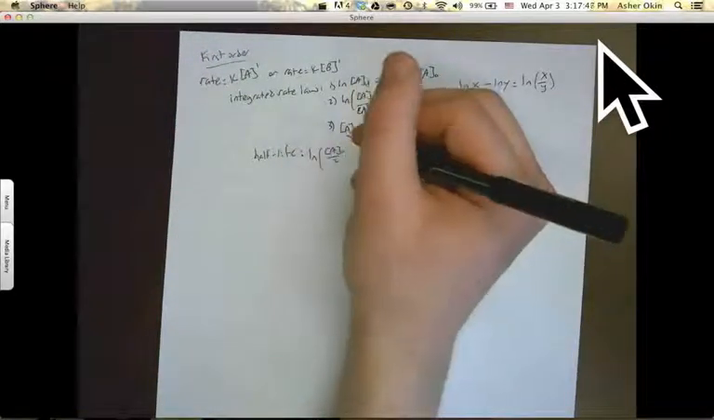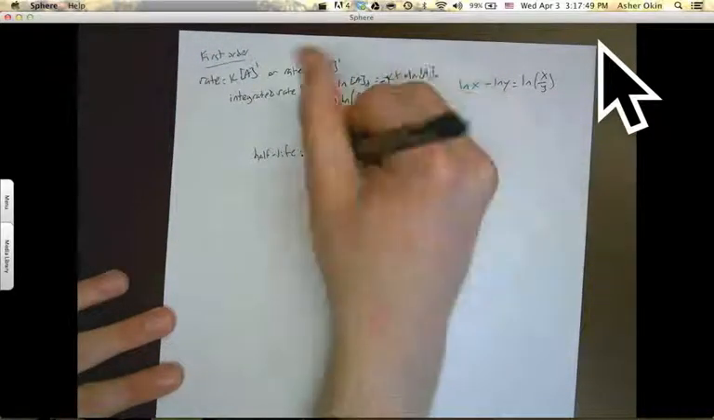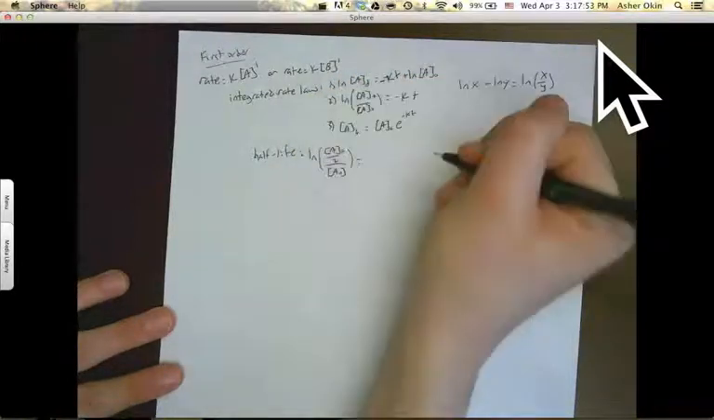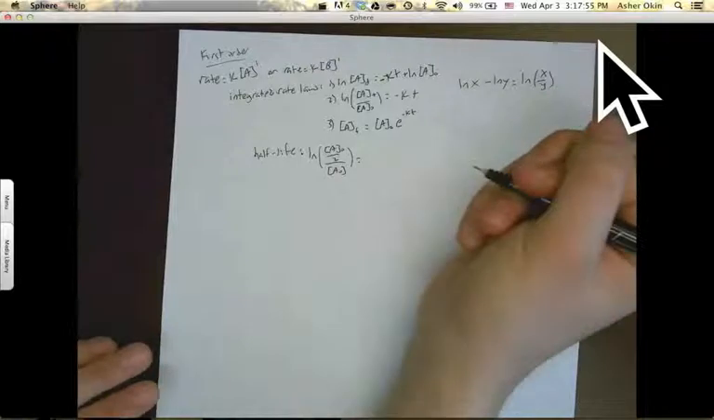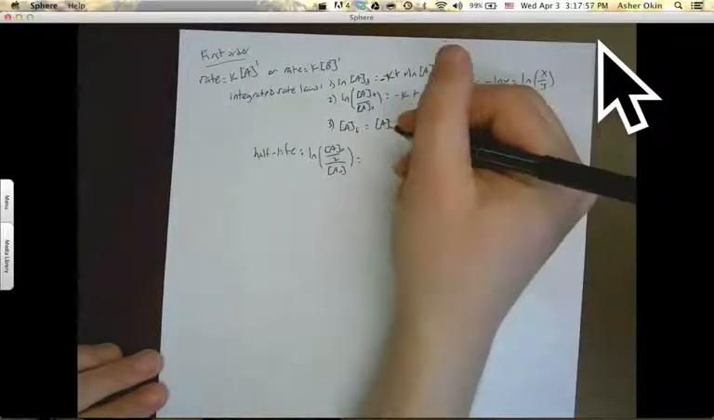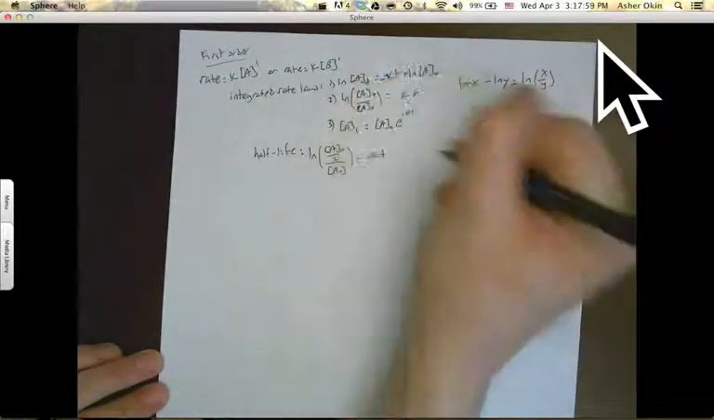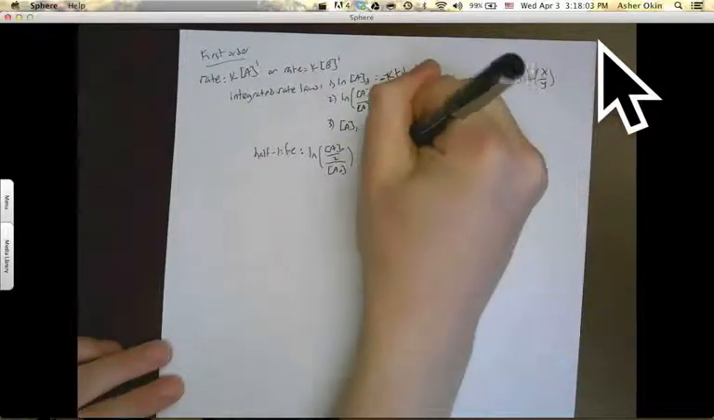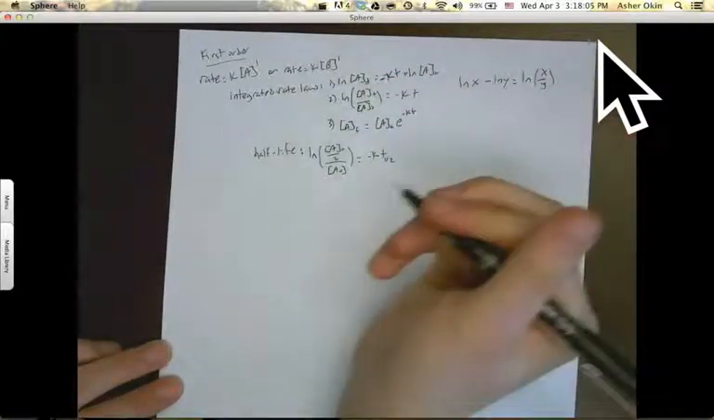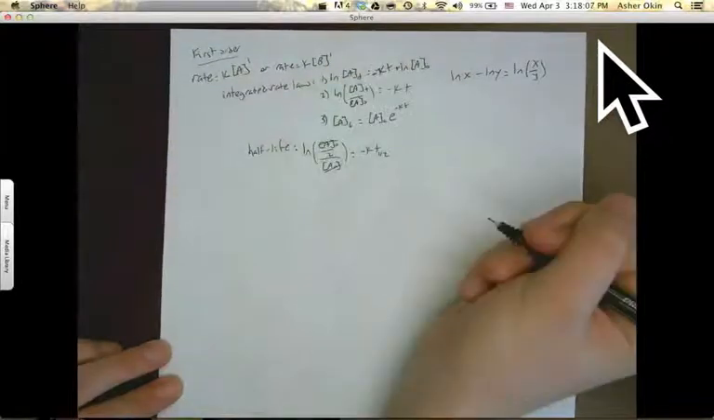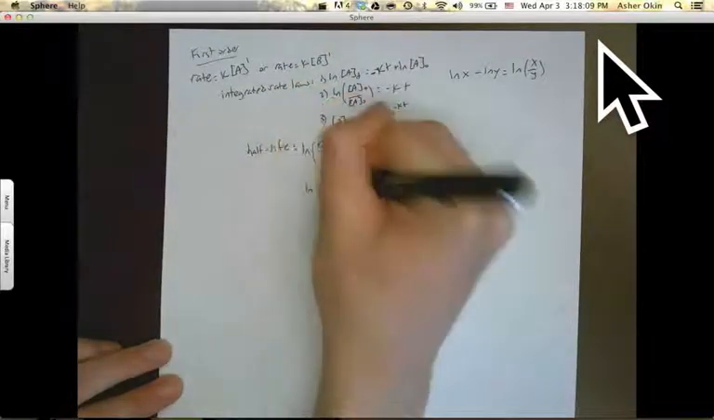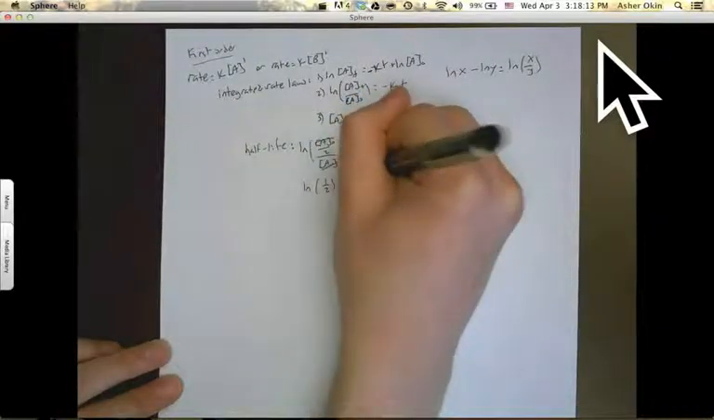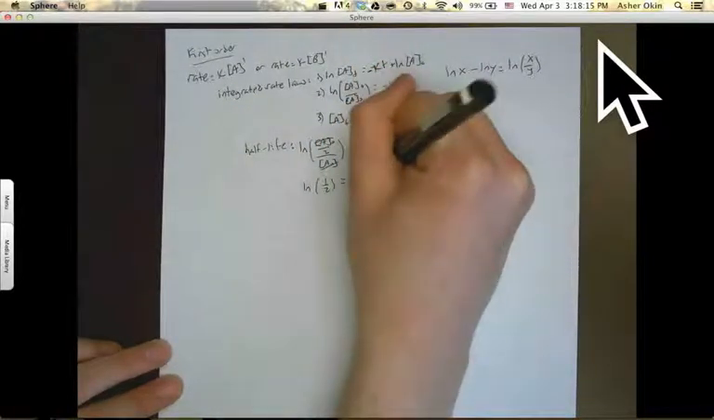So I'm going to say it's the concentration of the half-life, so that's just the initial concentration over 2 divided by the initial concentration is equal to the opposite of kt, and we're going to say that's the t of 1/2. So we know that those concentrations are going to cancel out. We're going to get the natural log of 1/2 is equal to the opposite of k t 1/2.